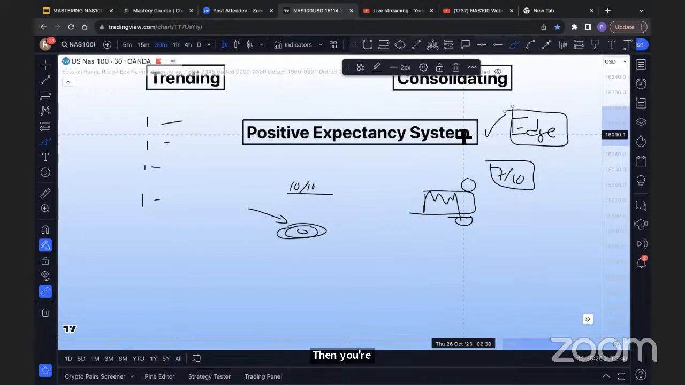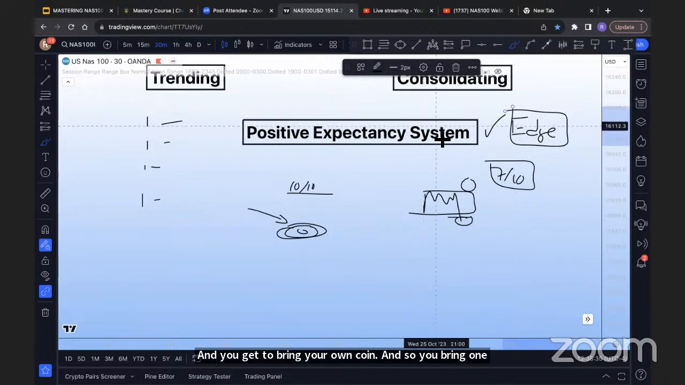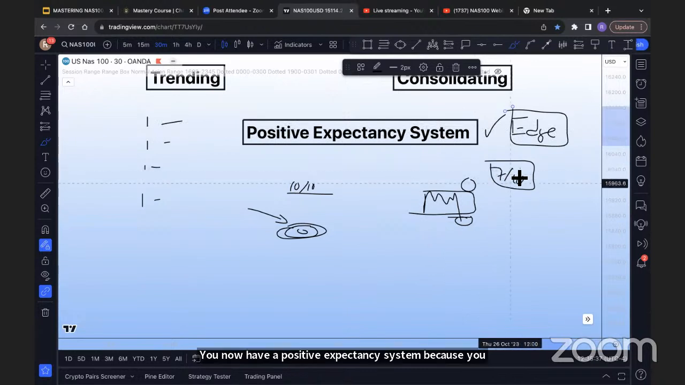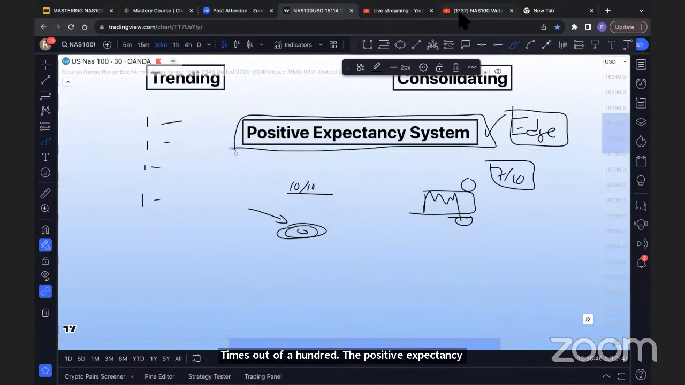Now, if somebody lets you use your own coin for this coin flipping contest and you bring one that's heavier on the face side than it is on the tail side, you now have a positive expectancy system because you know that when you flip it 100 times, you're going to land on heads 70 times out of 100. The positive expectancy system doesn't just work sometimes, it's supposed to work most of the time.